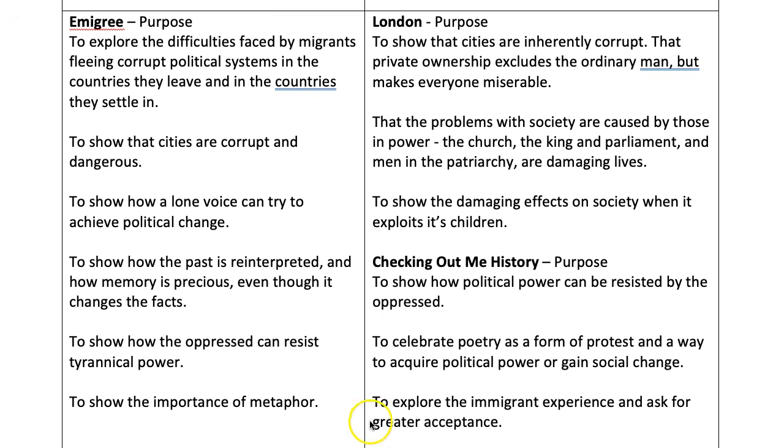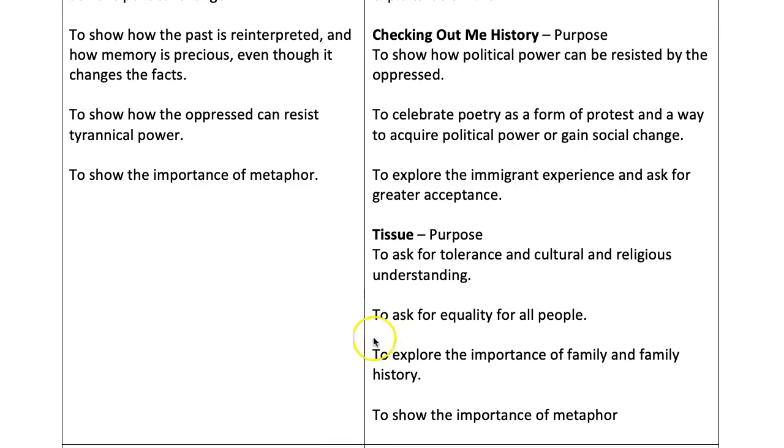So I would be really happy to use Checking Out My History, because you can say a lot about its structure and form in the way that it interweaves a kind of childlike nursery rhyme to discredit the British voice and a more free verse to have an Afro-Caribbean voice. Now, amazingly, there are just as many parallels with Tissue. And I'm going to advise you, obviously, not to do Tissue because it doesn't have a strong form or structure. However, if this is the named poem in the exam, then why not use Emigree to compare it to?